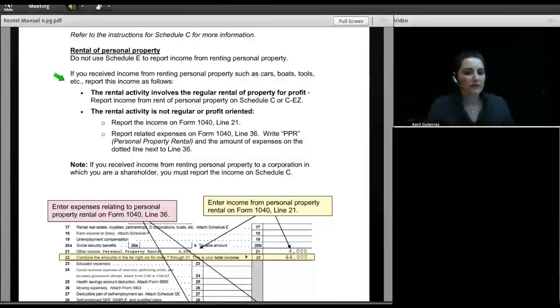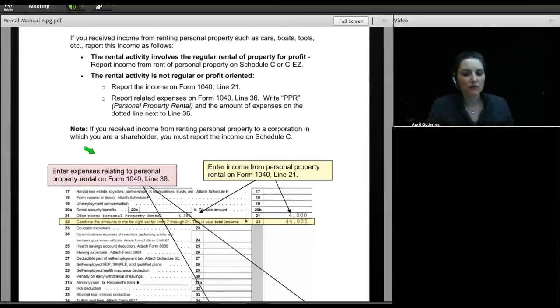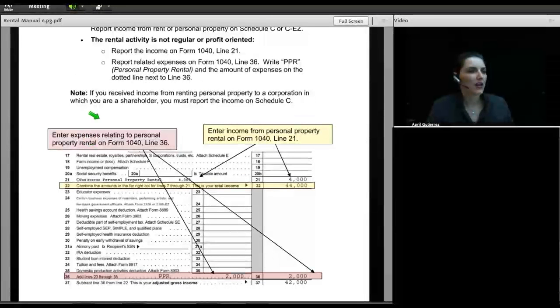Rental of personal property. Do not use Schedule E to report income from renting personal property. If you rent personal property and you are not in the business of renting property, you would enter income from rental of personal property in line 21 of your Form 1040. And you would claim expenses directly related or directly allocable to that rental income on line 36.